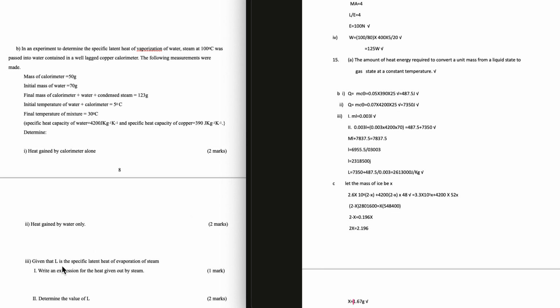Given that L is the specific latent heat of vaporization of steam, write an expression for the heat given out by steam. Determine the value of L.